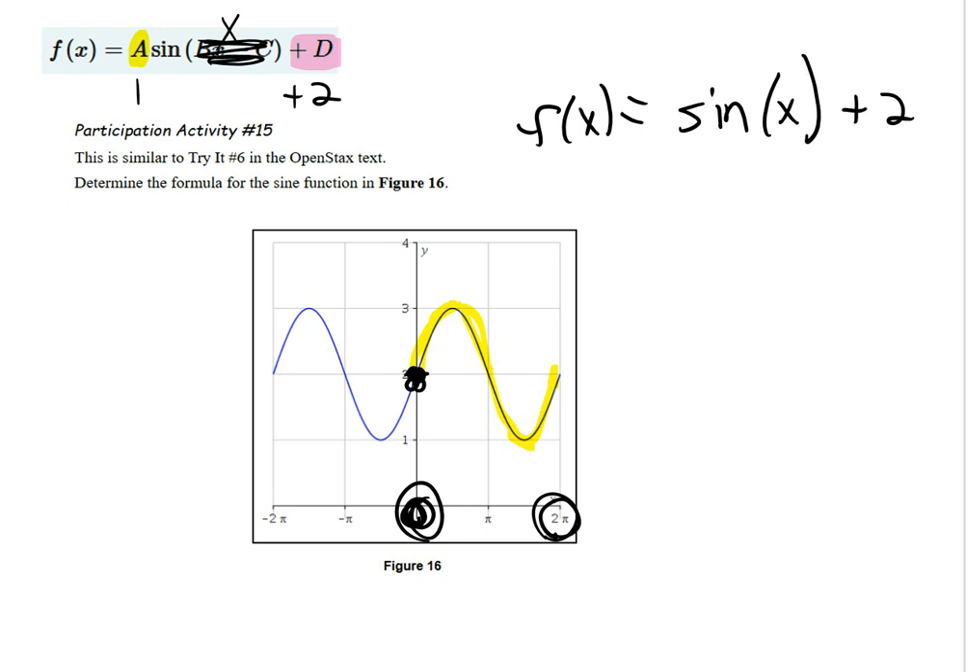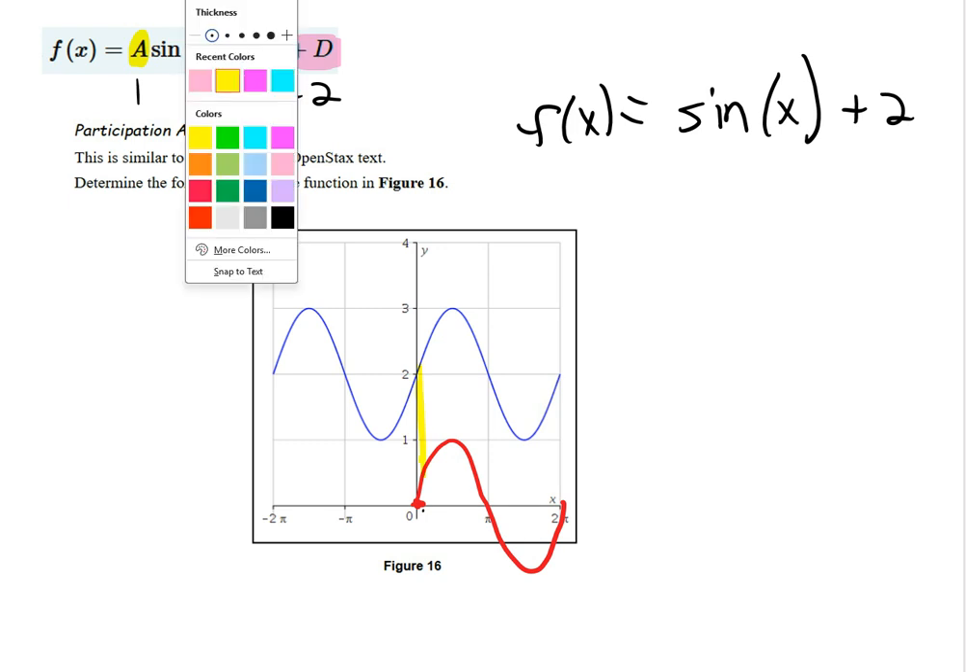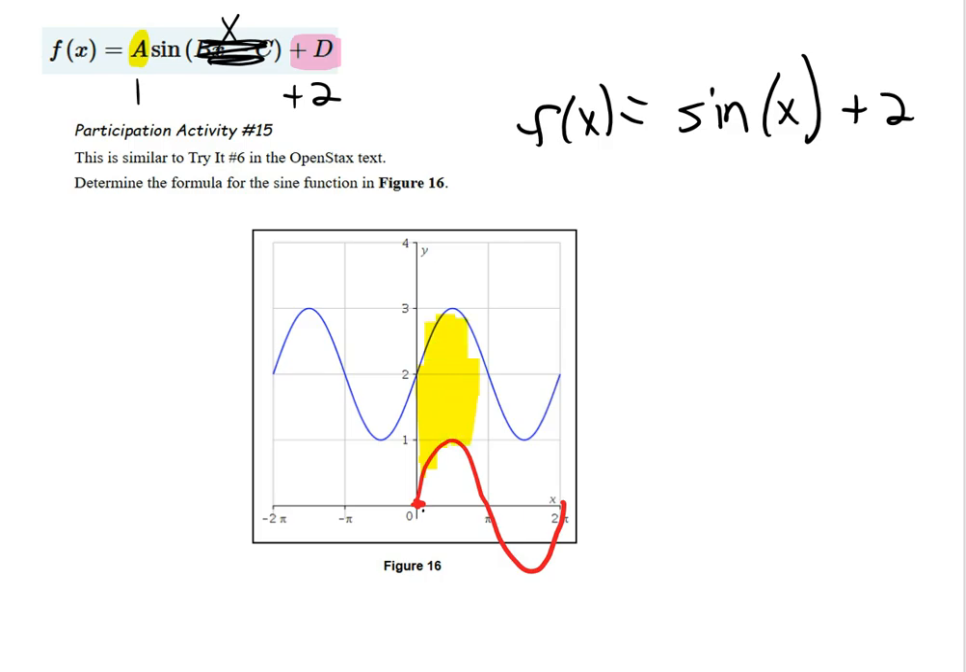Because really the only thing that has changed compared to the original sine function, which if I drew the original sine function in red, would go up and come down and go back up again, is that the red graph has shifted up 2 units. If I highlight in between, let me make a bigger one, between the red and the blue, that is a shift of 2.